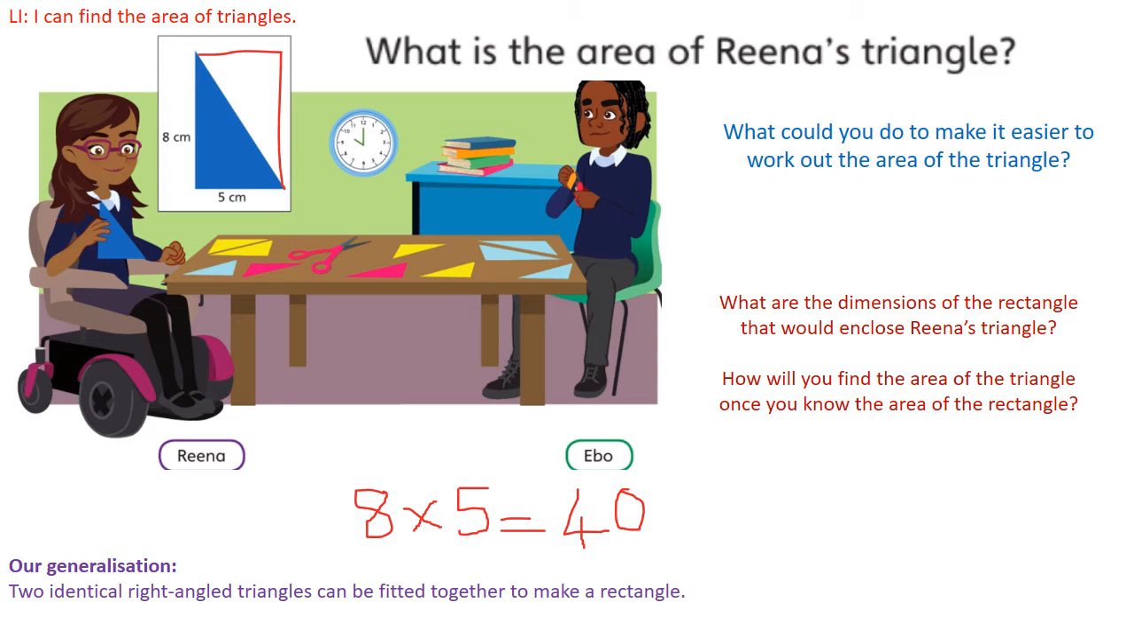But I'm not looking for the area of the rectangle, am I? What am I looking for? I'm looking for the area of the triangle. And remember, the triangle is half of the rectangle. So what could we divide by to find half of 40? Of course, we're going to divide by 2, which will give us the area of the triangle as 20 centimetres squared.